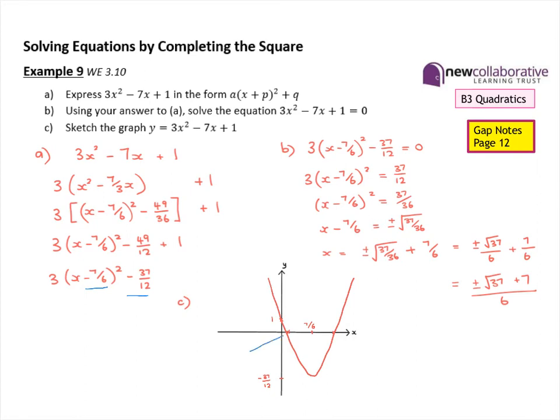And then the two roots we found by solving the equation. So we've got those as negative root 37 plus 7 over 6, and the other root here was positive root 37 plus 7 over 6. You can get from your calculator the approximate values of those. That is approximately 0.15 and that is approximately 2.18. So it gives you an indication of the approximate values for when you're drawing your sketch.